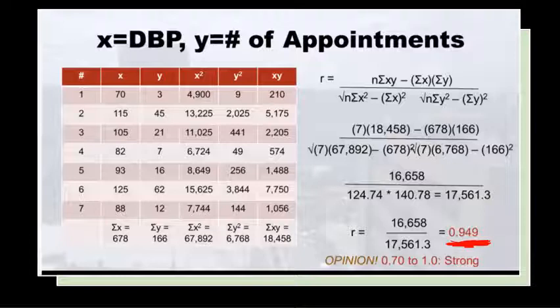Our correlation is going to have a positive direction. And given the fact that it's close to 1.0, that means it's going to be pretty strong. This is actually really close to having a perfect positive correlation.